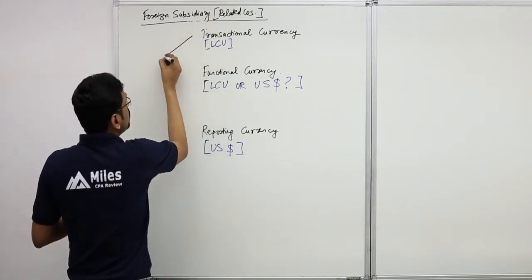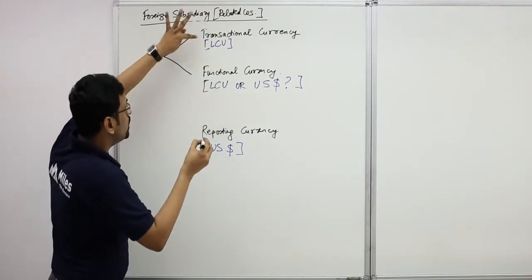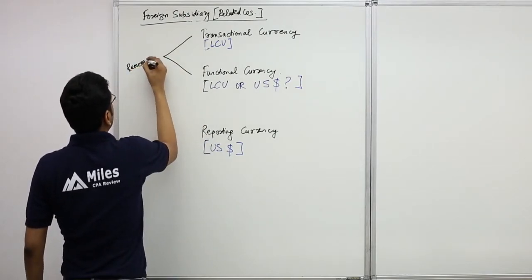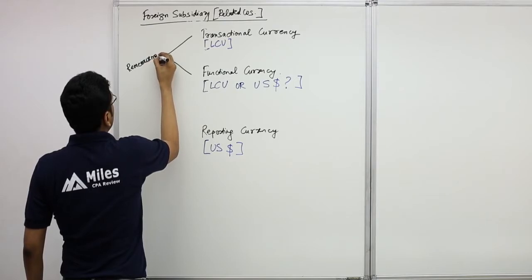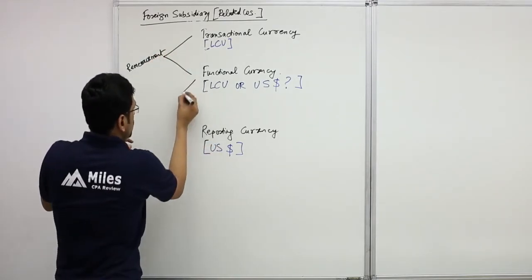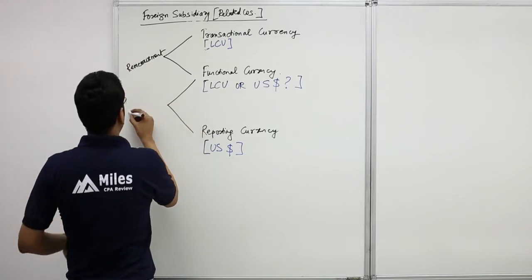So one route is from here to here. This is called remeasurement. The second route is from here to here, and that's called translation.